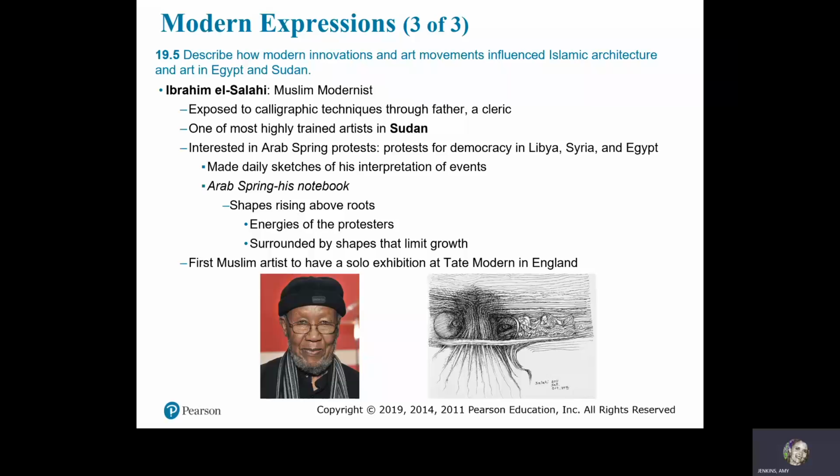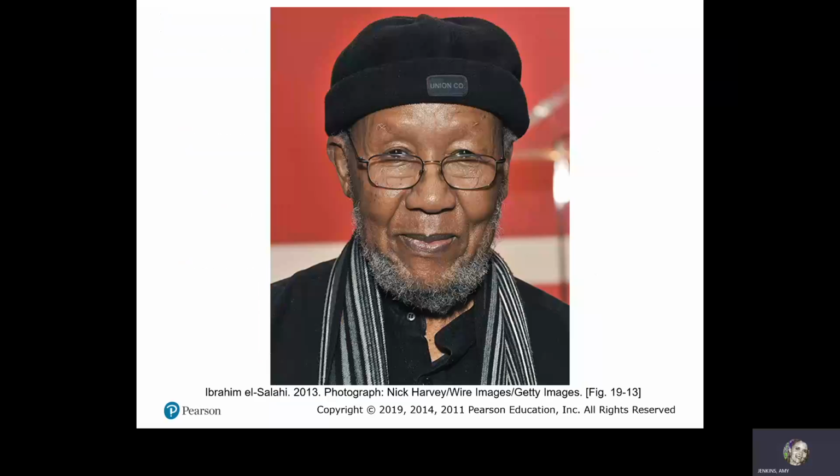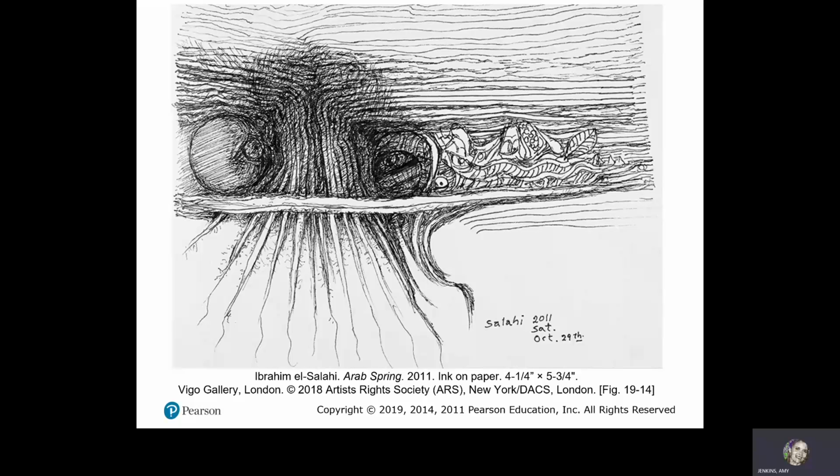So he has a whole notebook called Arab Spring, and in it there are shapes that are rising above the roots, like in the example to the right, his artwork from the notebook. It's surrounded by shapes that limit growth. He is the first Muslim artist to have a solo exhibition at the Tate Modern in England. Here's Ibrahim el-Salahi, 2013. And here's a bigger image from his notebook, Arab Spring, from 2011. It's ink on paper, and there are lots and lots of images from Arab Spring, and this is just one of them. And that's all.